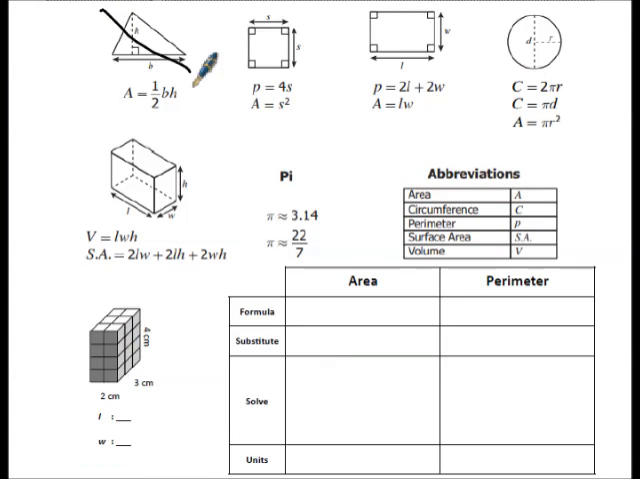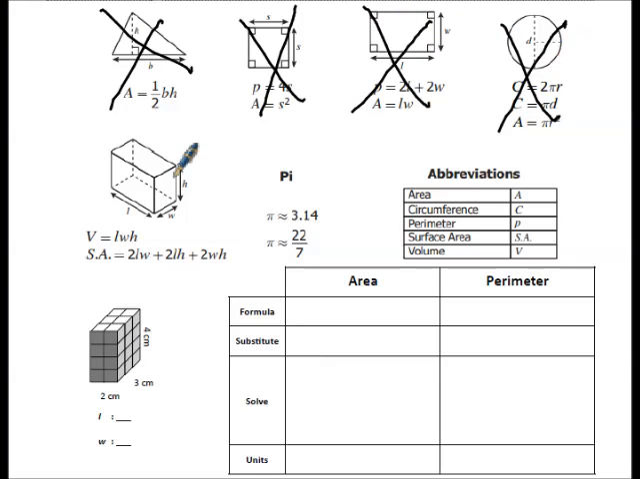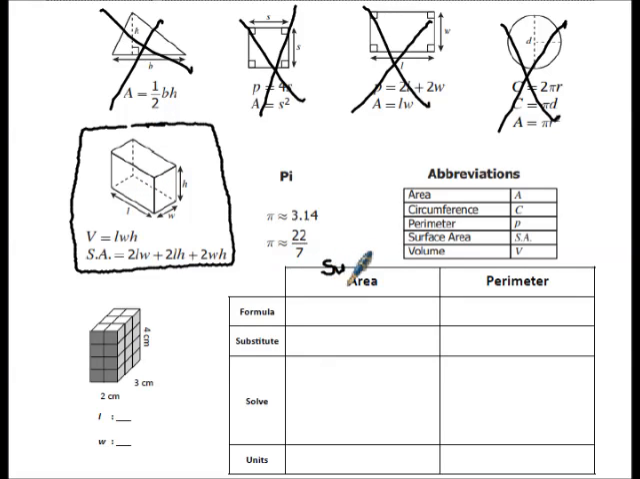So I have 81.64 inches around my circle. For this rectangular prism, I'm going to get rid of all of the shapes that are not rectangular prisms. And I'm only going to look at the formulas for the rectangular prism when I have this particular shape.